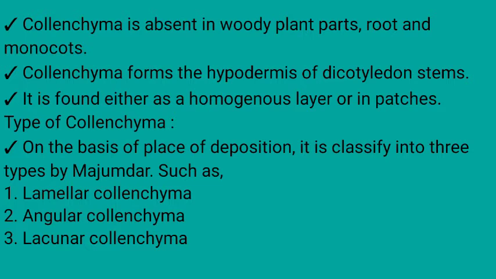Types of collenchyma. On the basis of place of deposition, collenchyma is classified into three different types by Majumdar, such as number 1 lamellar collenchyma, number 2 angular collenchyma, number 3 lacunar collenchyma. See, collenchyma is of three types: lamellar collenchyma, angular collenchyma, and lacunar collenchyma.